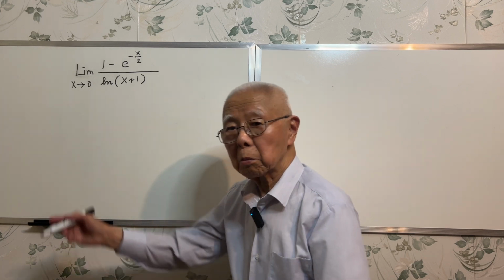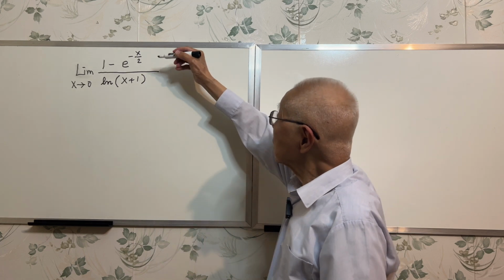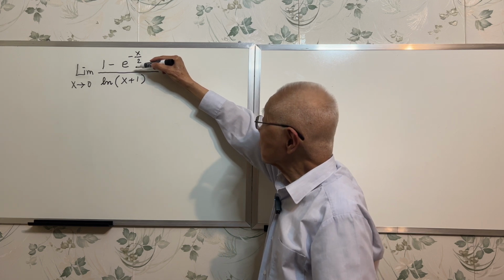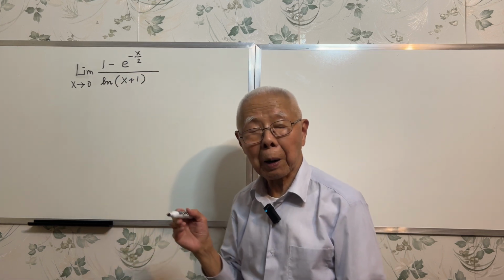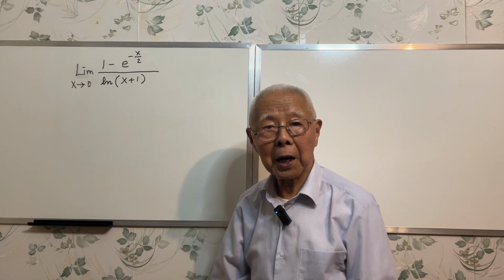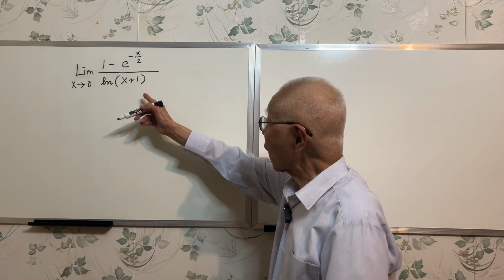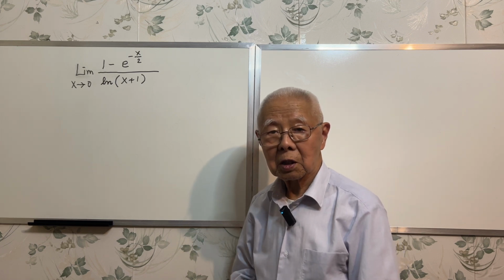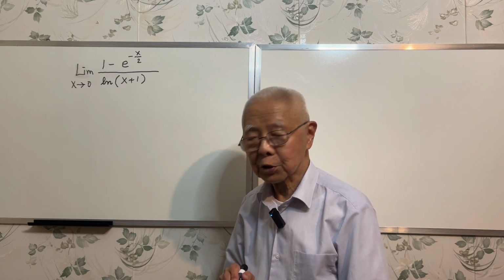We want to do some limit. X goes to 0. When x goes to 0, it becomes e to the power 0. But anything to the power 0 is 1. Therefore, the numerator is 1 minus 1, which is 0. The denominator now, when x goes to 0, it is ln 1. But ln 1 is 0 also. Therefore, we have 0 over 0.